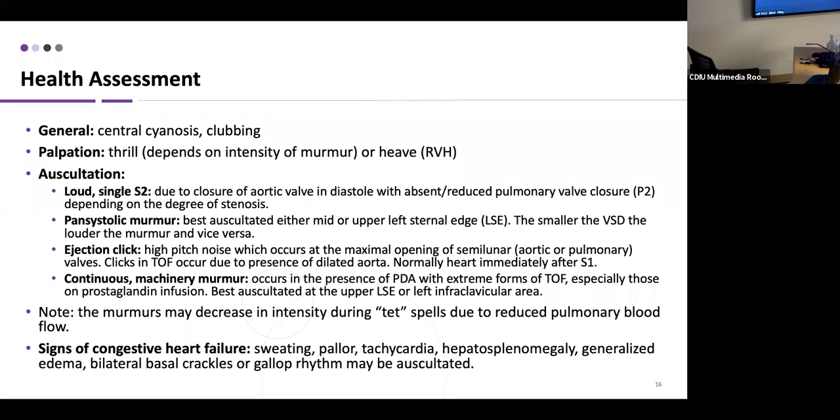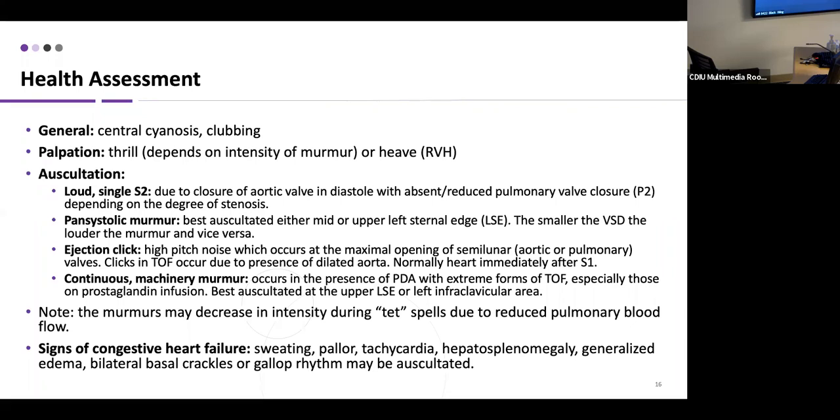We may also hear a pansystolic murmur, which is best auscultated either mid or upper left sternal border. And then the smaller the VSD, the louder the murmur, and vice versa. We may also hear an ejection click, which is a high-pitched noise that occurs at the maximal opening of the semilunar valve, which is the aortic or pulmonary valve. So clicks in tetralogy of Fallot occur due to presence of the dilated aorta.